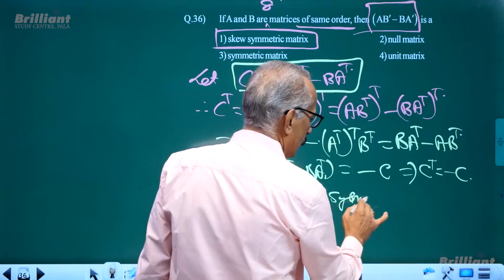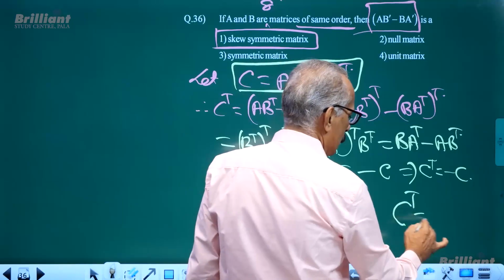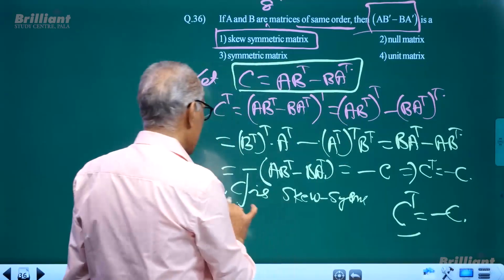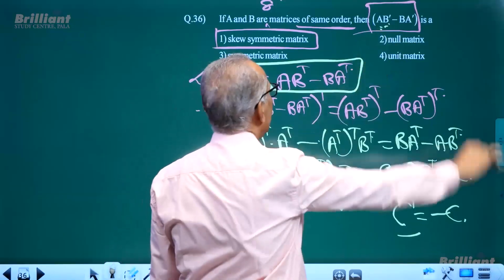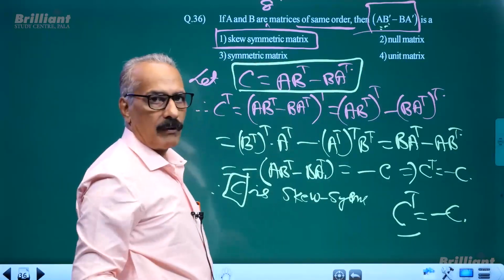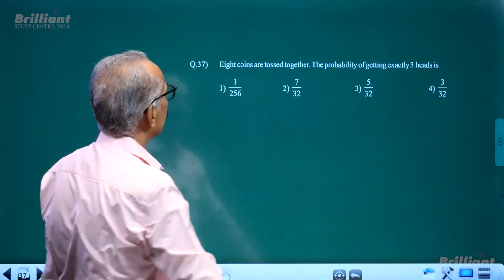You know the formula of skew symmetric? That is C transpose is minus C. Who is C? C is the entire expression I have mentioned. Therefore, this is skew symmetric. Right. On to the next.